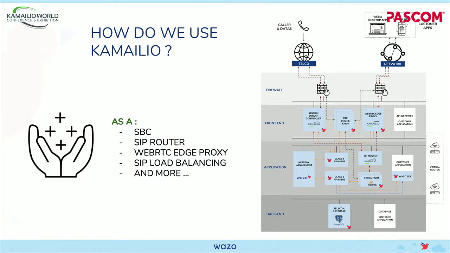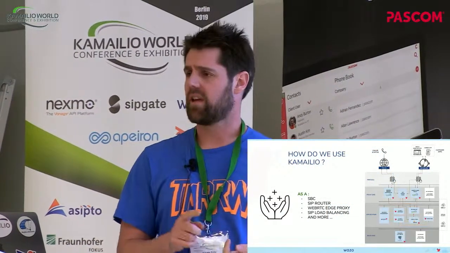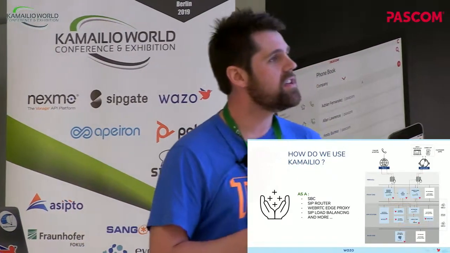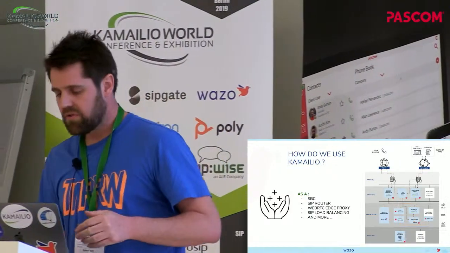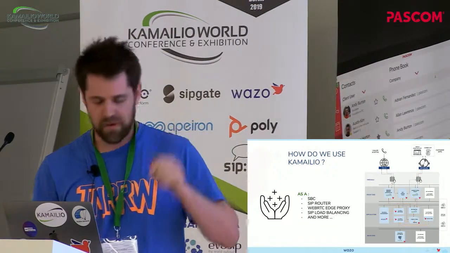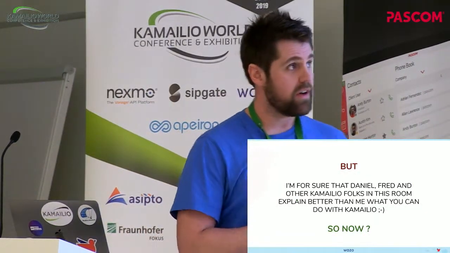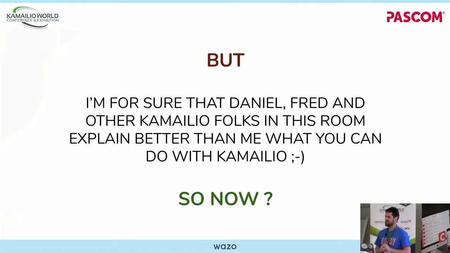But before explaining what's next, I just want to explain quickly how we use Kamailio in Wazo. You saw the infrastructure we built is built with OpenStack, and it's infrastructure as code with Heat. We provision this infrastructure with Ansible. We are using Kamailio as an SBC, as a SIP router, as a WebRTC edge proxy, SIP load balancing, and more and more. So we don't use Kamailio in a different way than people use it. For sure, Daniel or Fred is better than me to explain how you can create an SBC or edge proxy or something like this with Kamailio.